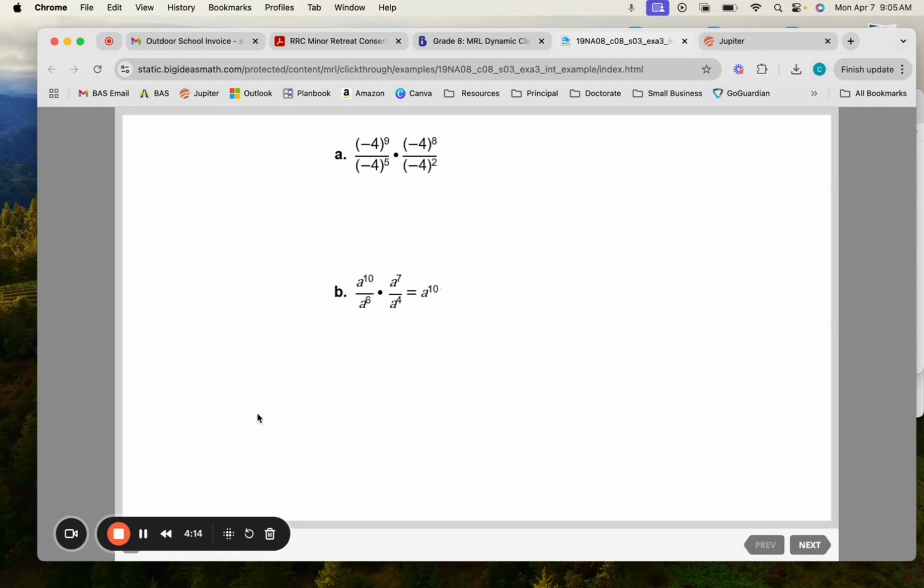So according to PEMDAS, what do we do first for A? Okay, the parentheses are already simplified. What's the next thing? Exponents. Which part of the exponents are we doing? However, you see here that this looks like it's together and this looks like it's together. So you're going to do the division here before we multiply, because we go left to right. So you're going to do this division and then this division. So -4 to the power of 9 minus 5 times -4 to the power of 8 minus 2.